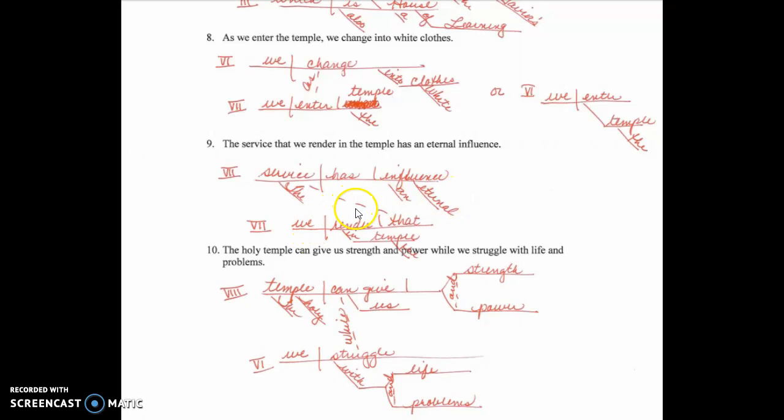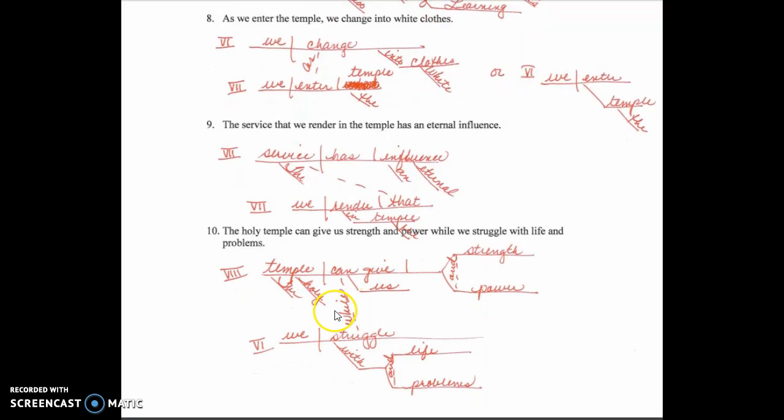Subject is we, renders the verb, we render what? That. The pronoun is serving the place of the direct object. So we have subject, verb, direct object, which makes that a pattern 7. And then we have our prepositional phrase in the temple that goes below. And the relative clause here is modifying service, giving us a more clear idea of what that service is. So the line is connecting service to the relative pronoun.